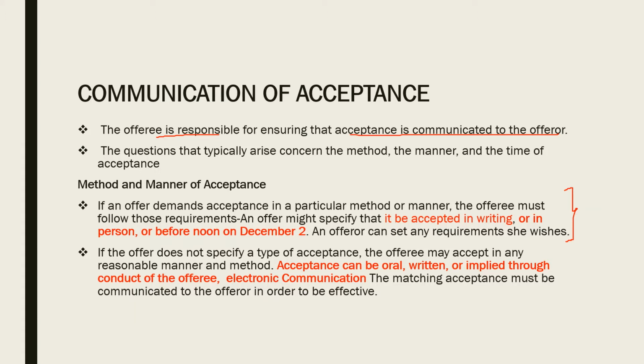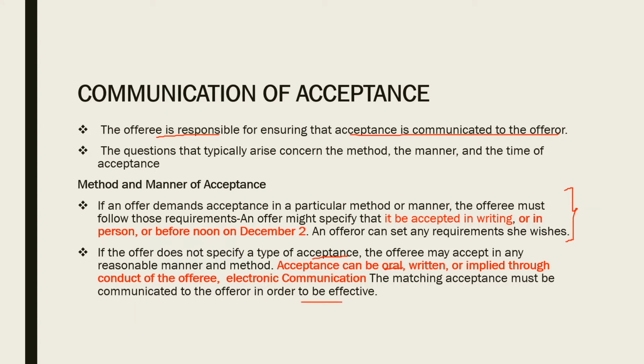And as a contract law student, you also need to appreciate that if the offer does not specify any type of acceptance, then in this case the offeree may accept in any reasonable manner and method. Remember that acceptance could be oral, it could be written, it could also be implied through conduct, or through electronic communication, meaning someone sends an email saying I accept the offer you presented to me. And remember that the matching acceptance must be communicated to the offerer in order to be effective.